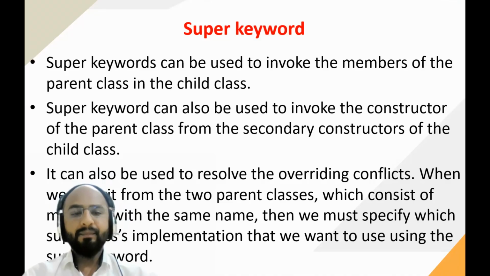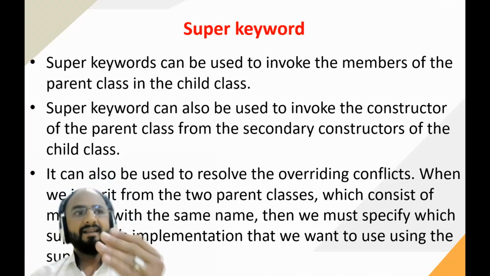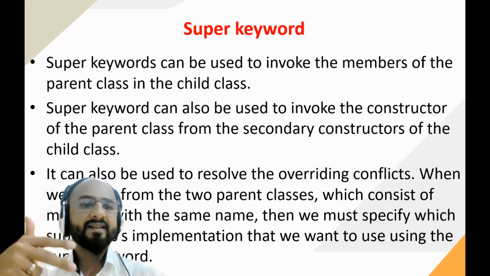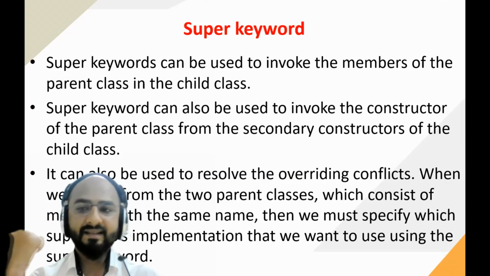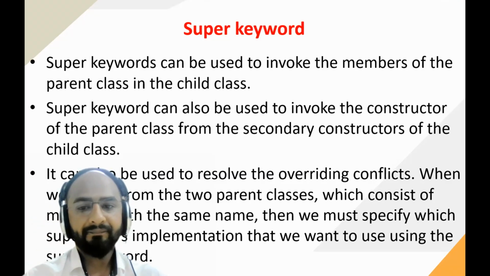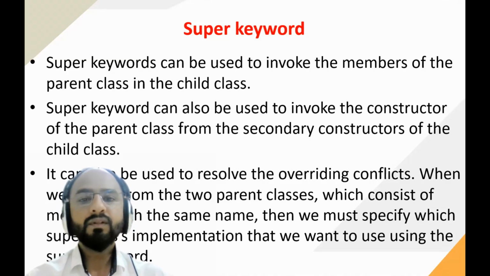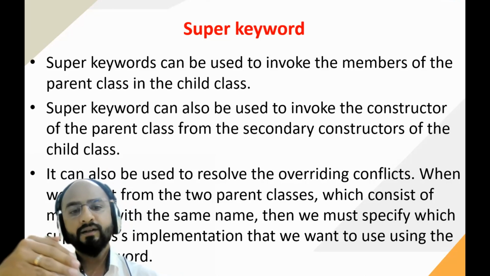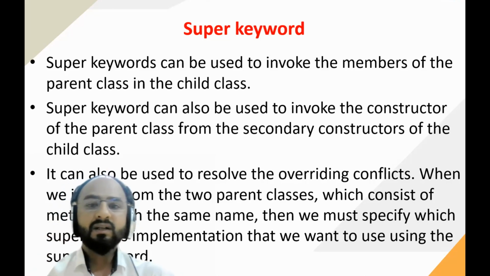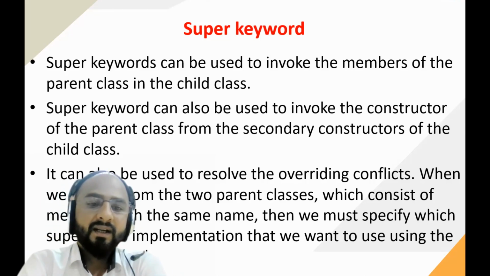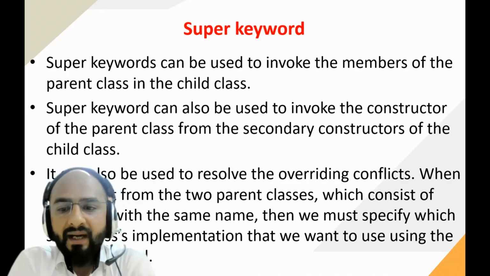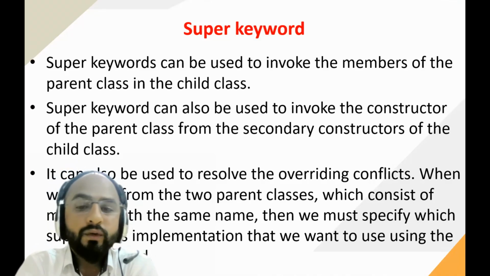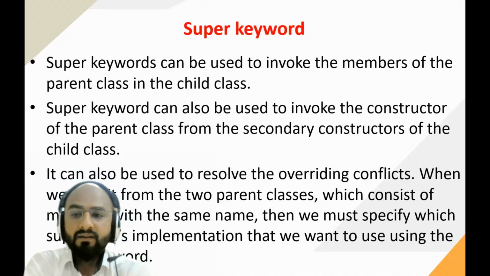Say for example, there is a parent class and the parent is inherited into the child class. The child class has the secondary constructor and the parent class has the primary constructor. So you can call the primary constructor from the secondary constructor of the child class by using the super keyword. It can also be used to resolve the overriding conflict. The super keyword is very useful to resolve that overriding conflict.